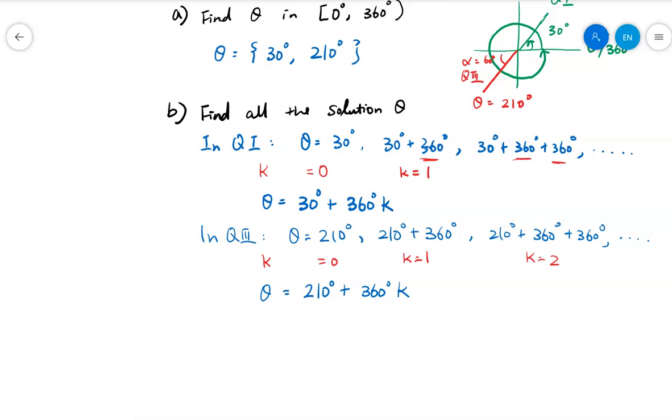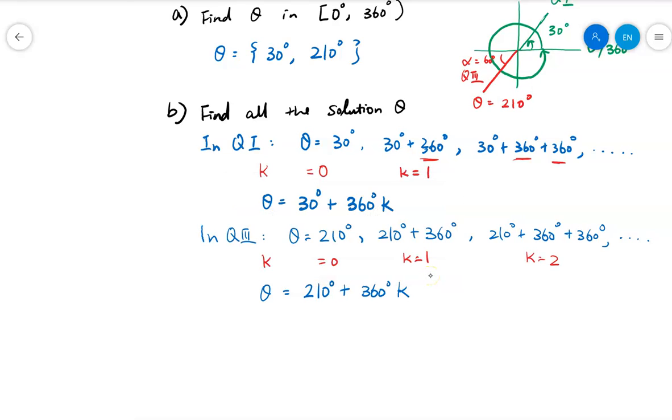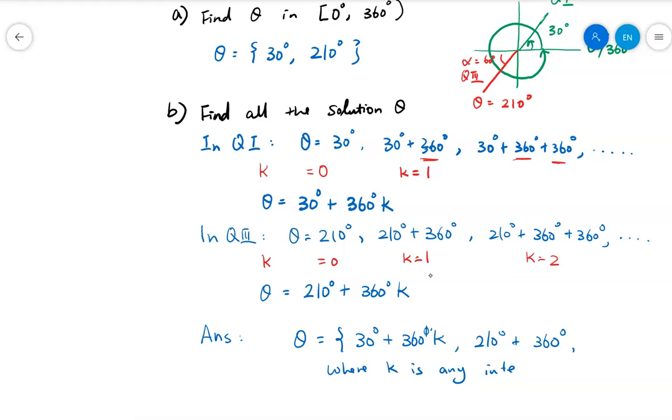So I have both answers. My final answer is theta equals either 30 degrees plus 360k or 210 plus 360k, where k is any integer. Oh, by the way, k can also be a negative number. I'm just talking about negative angles.